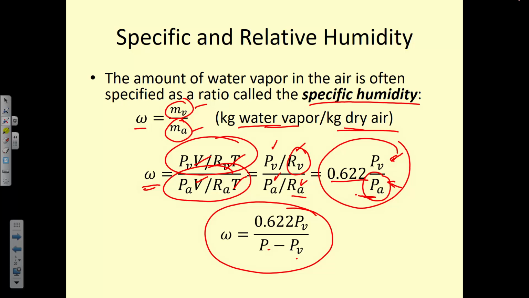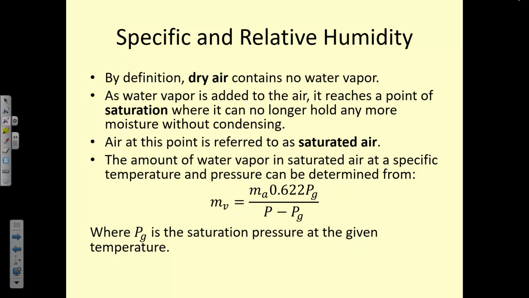Okay, so specific humidity, again, is the total amount of water vapor that's in the air relative to the amount of air. This value does not change with temperature. It's a set value. Dry air has no water vapor, so omega is equal to 0. But as we add water vapor to the air, it reaches a point where the air cannot hold any more water vapor, and so we refer to that as saturation.